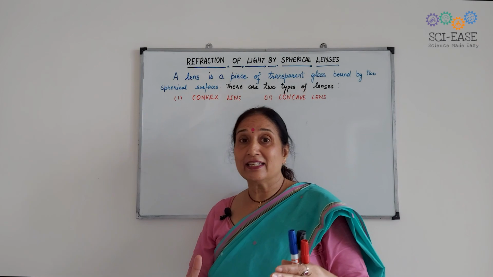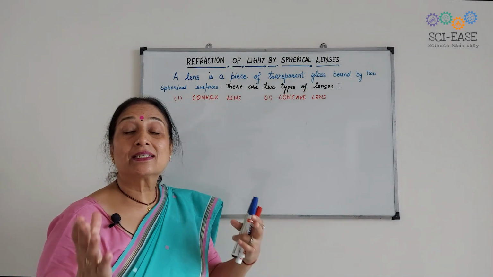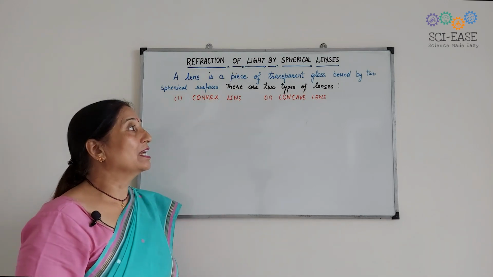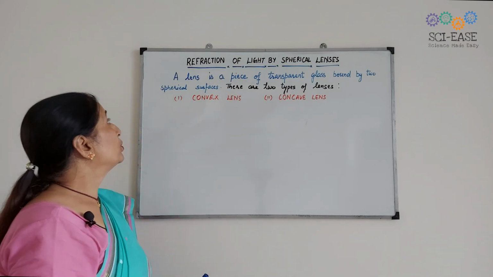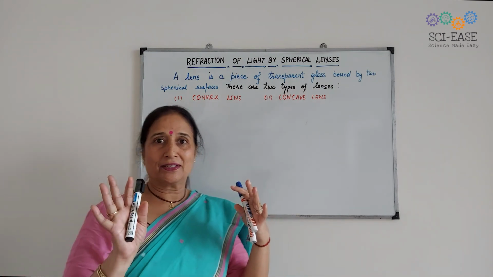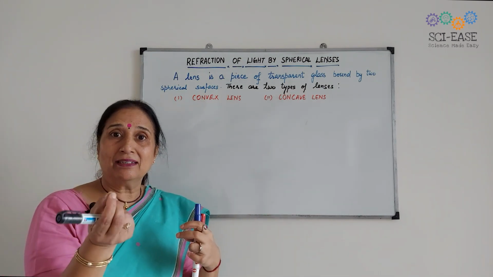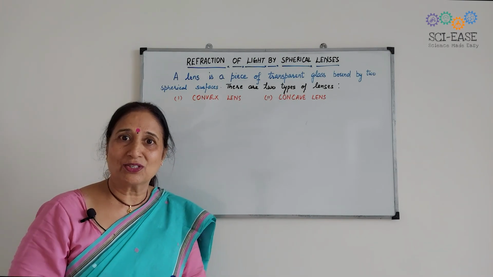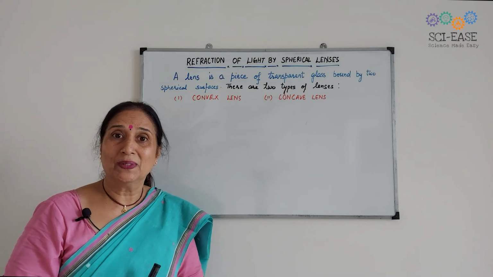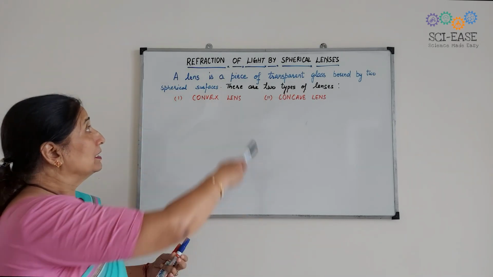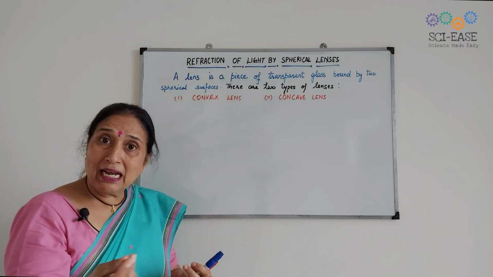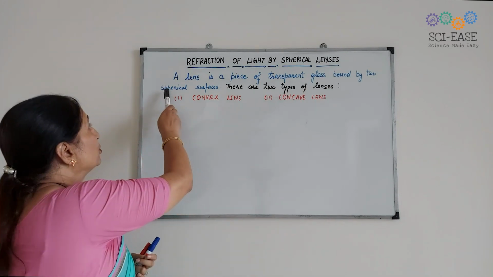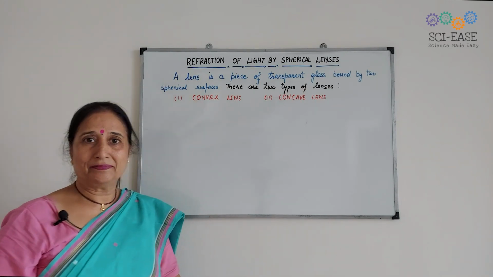So the first thing is, what is a lens? A lens is a piece of transparent glass bound by two spherical surfaces. You must have seen the lenses, you must have seen the spectacles, and the magnifying glass also. Okay? So a lens is a piece of transparent glass which is bounded by two spherical surfaces.